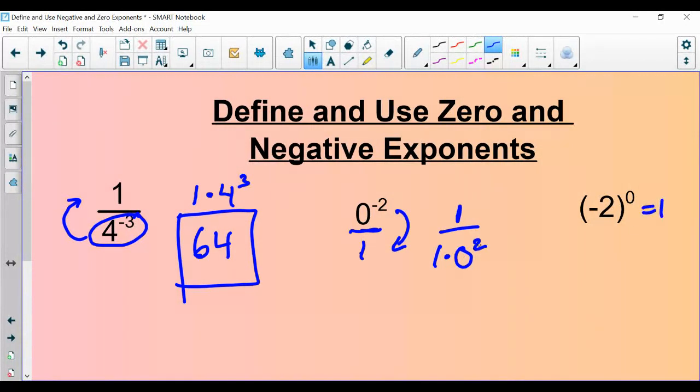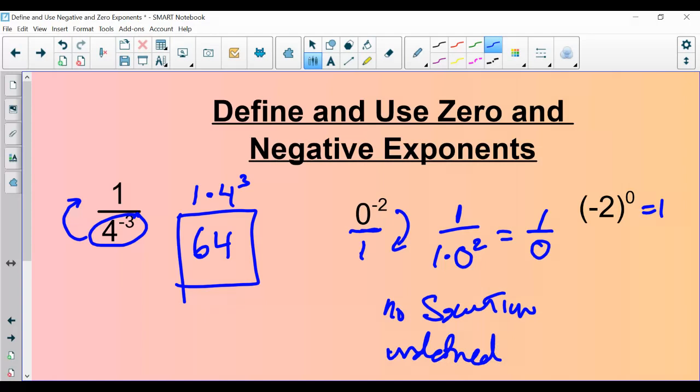But if you have 0 to a power, you can type that into your calculator. 0 to the second power is 0. 0 times 0 is 0, is it not? So here we'd have 1 divided by 0. What is 1 divided by 0? Hopefully, you are saying no solution. We get a divide by 0 error here. I would accept no solution or undefined.